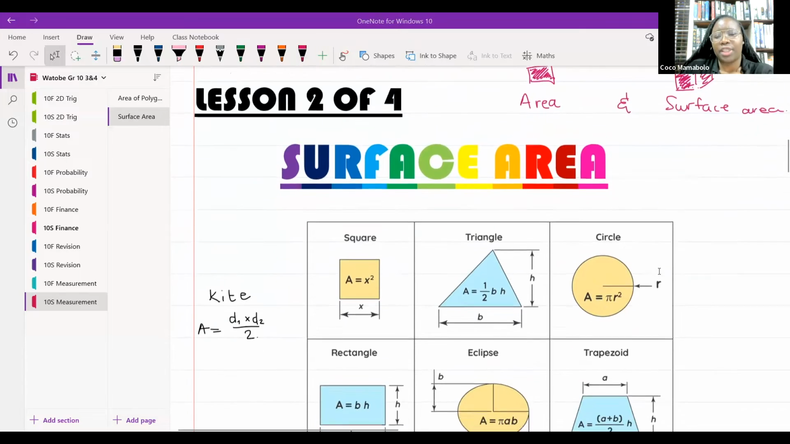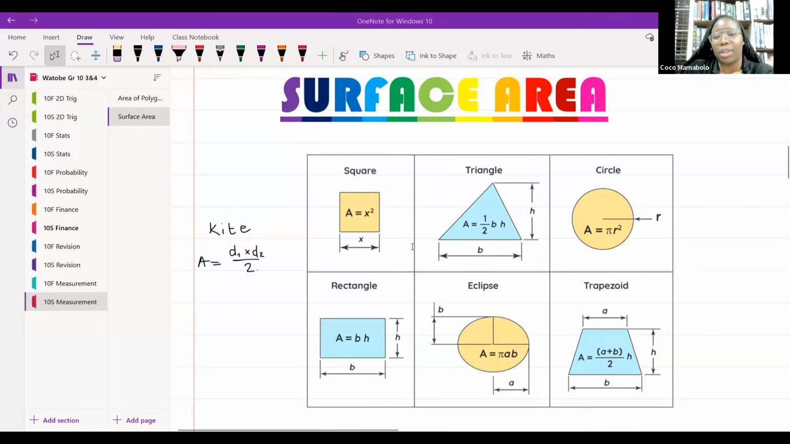All right. Before we continue, I'm going to quickly put all the formulas for the area of shapes on the screen so you guys can take a quick screenshot, and then we're going to continue. You've got 5 seconds.